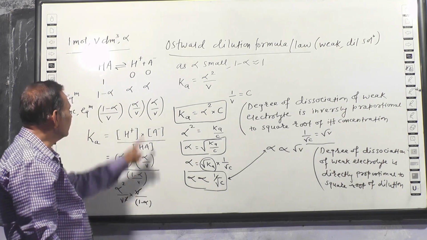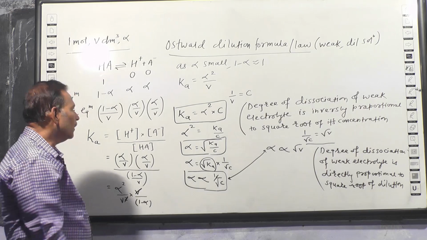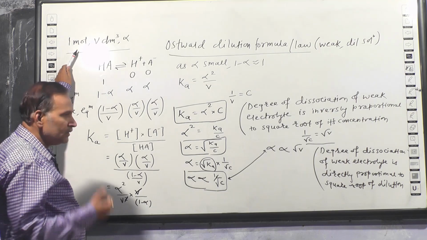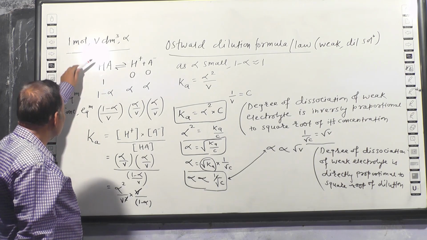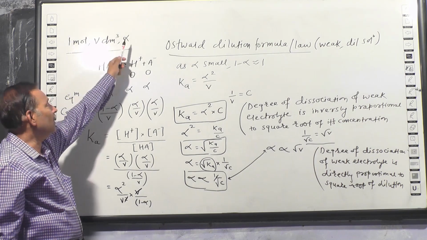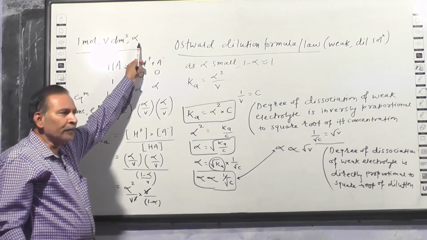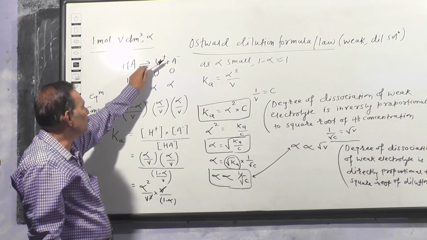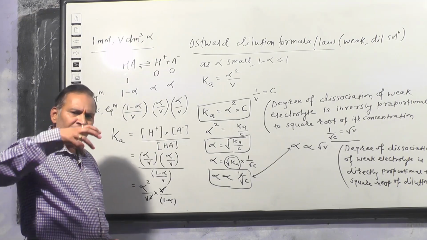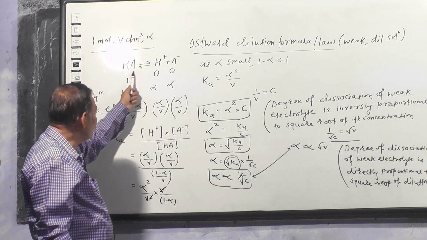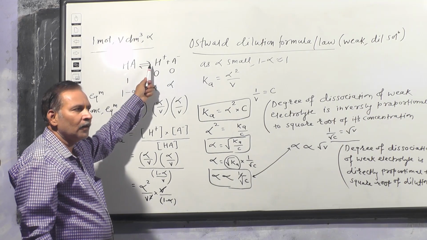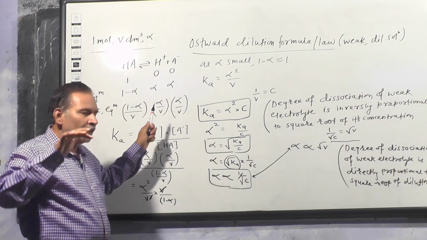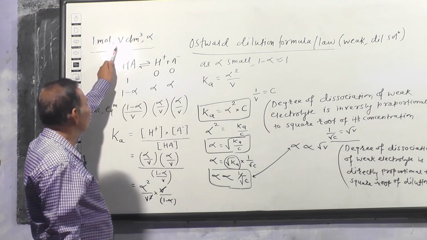Okay, in short, once again we'll repeat the things we have written on the board. Let us consider HA as a weak acid. Certain assumptions are to be made. 1 mole of this weak acid HA is present in V dm cube of solvent, and alpha is the degree of dissociation. Now this weak electrolyte or weak acid will dissociate according to this reaction into H plus and A minus. Now we have to apply the law of mass action to this reversible reaction, and to apply it we require concentration. So how do we reach concentration terms using this assumption?